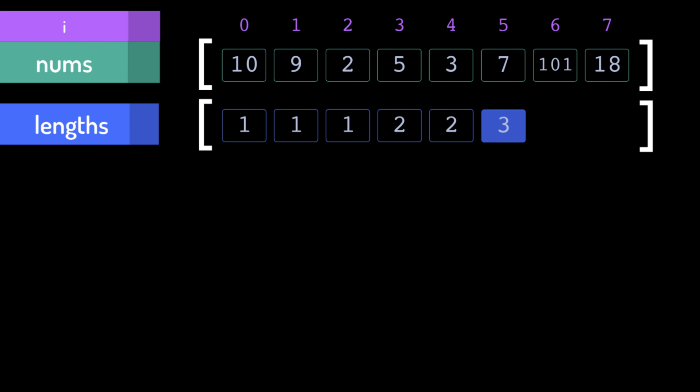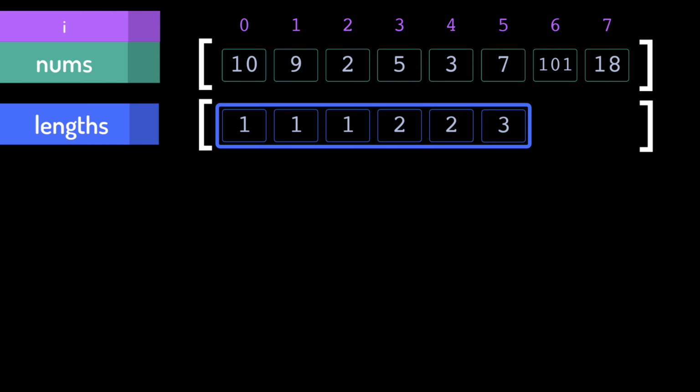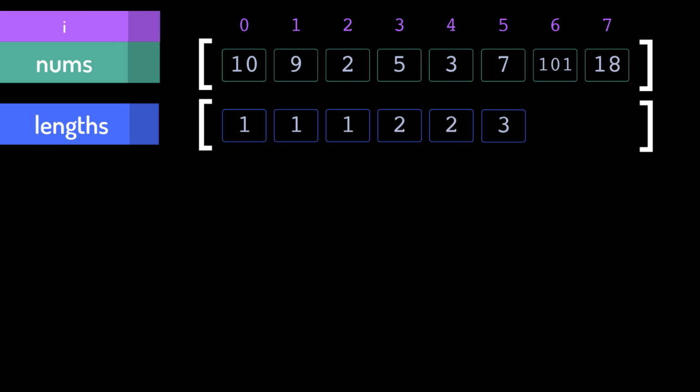At this point, we know the lengths of the longest increasing subsequences ending at indices 0 through 5, which means that we can now apply the same logic to find the length of the longest increasing subsequence ending at the next index, which is index 6. And this is how we'll be able to iteratively compute the lengths.